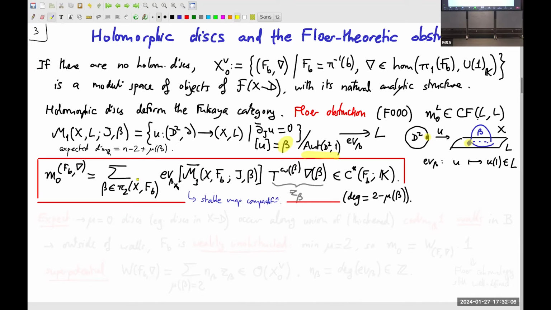And schematically, M0 is a sum over all possible classes of disks, let's say non-zero classes. You look at all the disks in this class beta. You look at their evaluation push forward. You look at basically what are all the possible points on all the boundaries of all the disks in a given class beta. That will be a chain on your Lagrangian, in my case, F_b. And of course, you weight it, you give it this Floer theoretic weight for this given class, and then you sum over all betas.